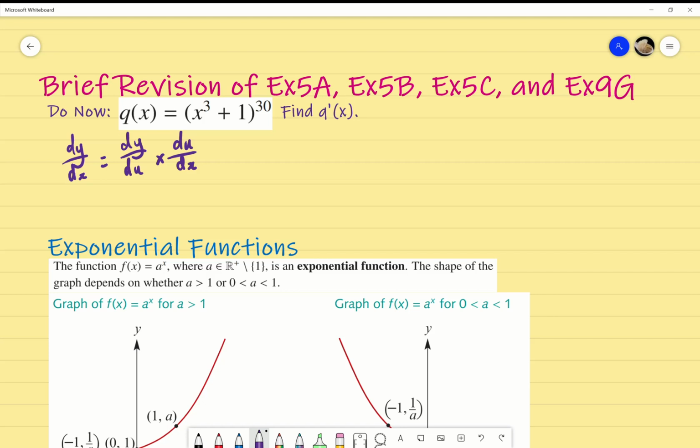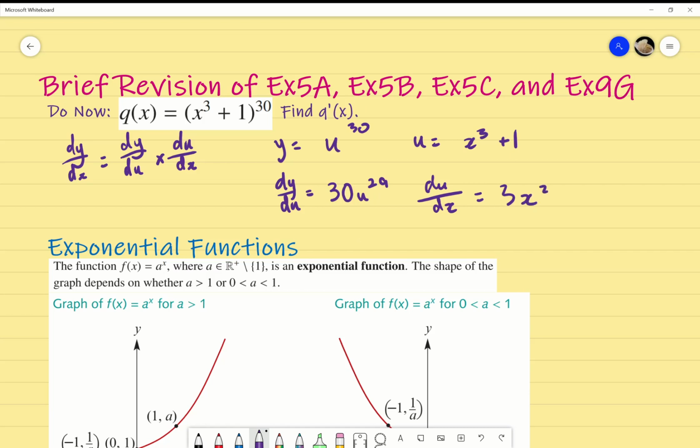So we've got this question here, we know the formula, let's define our equation. So let's say y equals u to the power of 30, where u equals x cubed plus 1. So I've just defined the inside as u, which means I can actually get rid of these brackets and just write u to the power of 30. From there, I know that dy/du, or in other words, the equation of y in terms of u differentiated, gives us 30u to the power of 29, and I know that du/dx, as in the equation of u derived in terms of x, gives us 3x squared, and that's it.